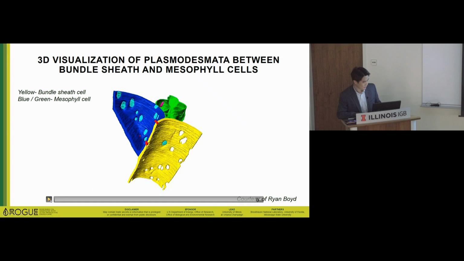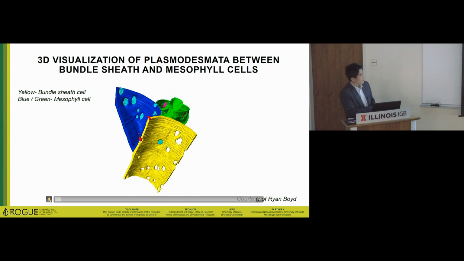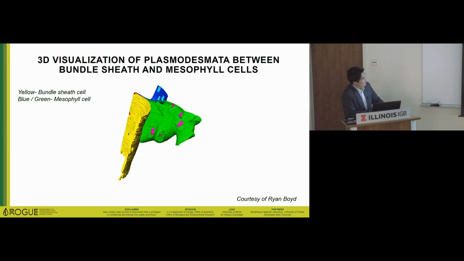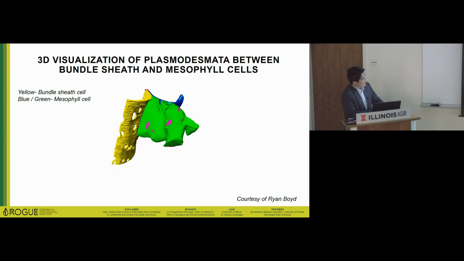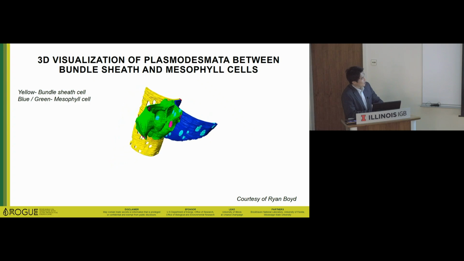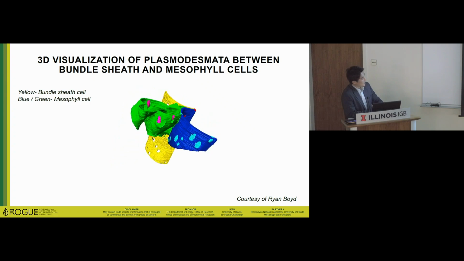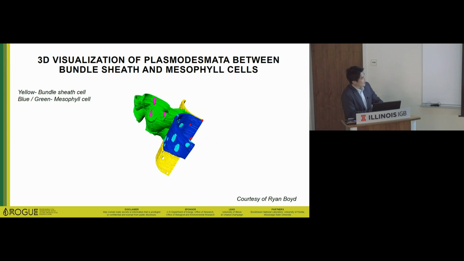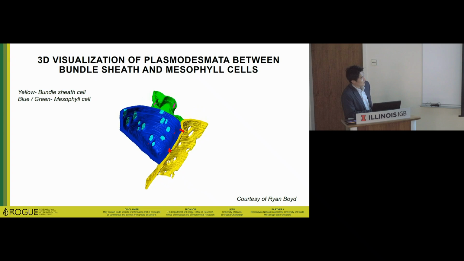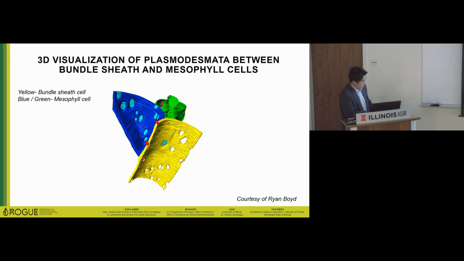The yellow is the bundle sheath cell. This is connecting to one mesophyll cell, the green color. This one has some pink, which indicates the plasmodesmata. And this blue color indicates another mesophyll cell. The two are connecting to each other, and the blue is also another connecting mesophyll cell. So you can see that there are a lot of holes. This is a partial image.